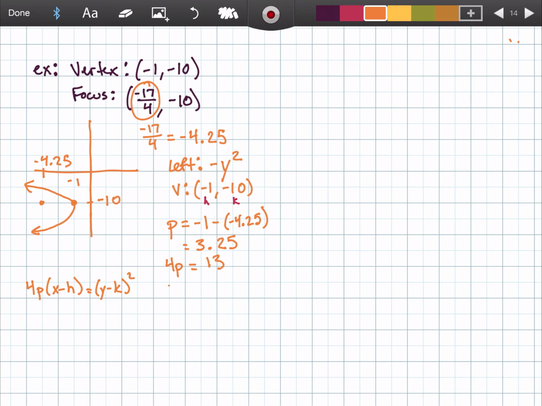So we start with 4p, so we get 13 times x opposite of h, which is going to be a +1, equals y opposite of k, which is going to be a +10, all that quantity being squared.